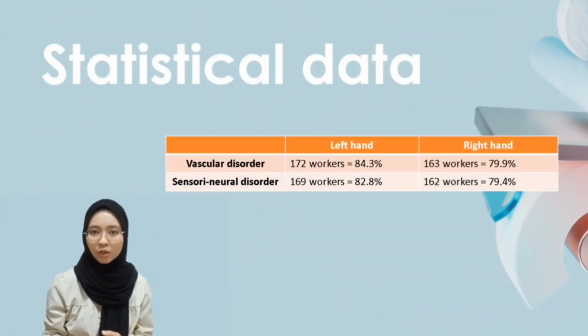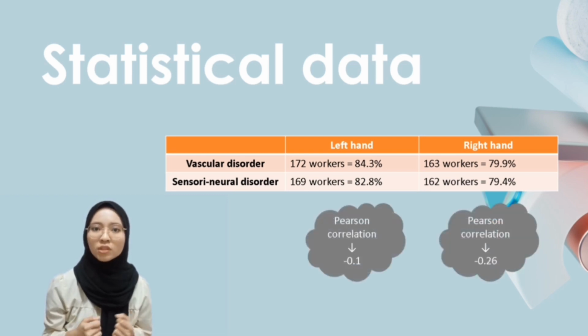The Stockholm Workshop scale was used to determine vascular and sensory neural disorders by hand numerical scoring. The findings showed that about 84.3% of workers had a vascular disorder in the left hand, while 79.9% of workers had a vascular disorder in the right hand. Based on the statistical data where the researcher used Pearson correlation, the numerical score data showed a significant difference between the two hands. The Pearson correlation of the left hand was negative 0.1, while the right hand was negative 0.26. It implied a negative relationship between numerical score and hand grip strength after work among handheld grass cutter employees.